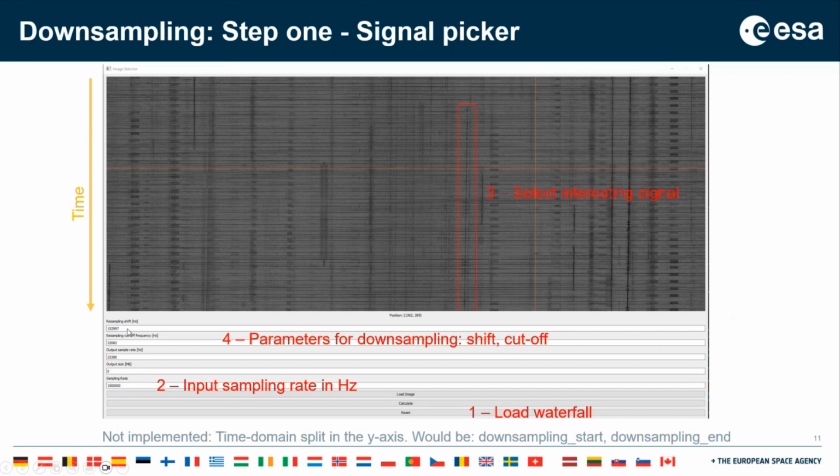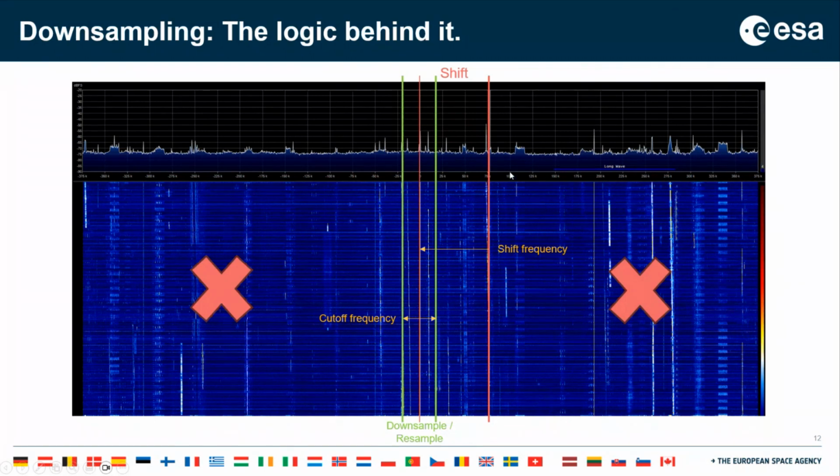And the program will automatically calculate two parameters for you. The first one is the downsampling shift, which basically means how far from the center the middle of the signal is. And the other one is the downsampling cutoff frequency, which defines the width of the signal and the new sample rate we're going to apply. So then I want to explain to you the logic of the entire procedure. How do we use the two parameters?